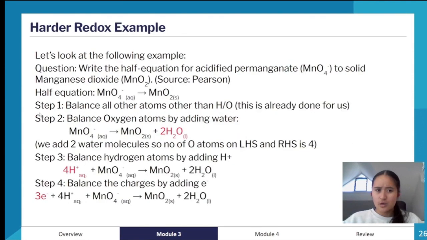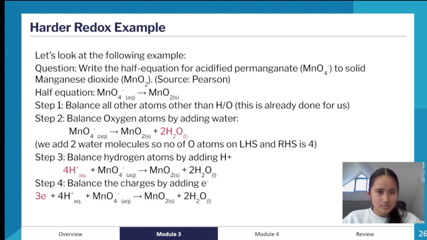So what this looks like is if we're looking at acidified permanganate to solid manganese dioxide, we first write out this equation. So it goes from the acidified permanganate to the manganese dioxide. Then we need to balance the atoms that aren't hydrogen and aren't oxygen. So this is basically already done.